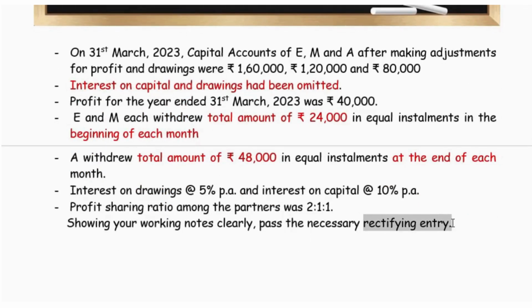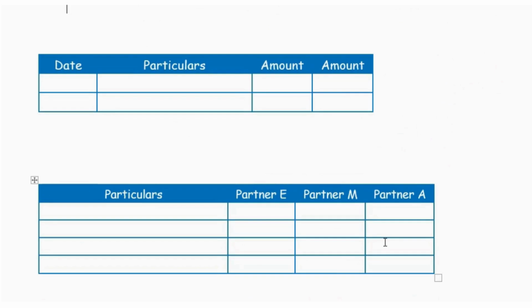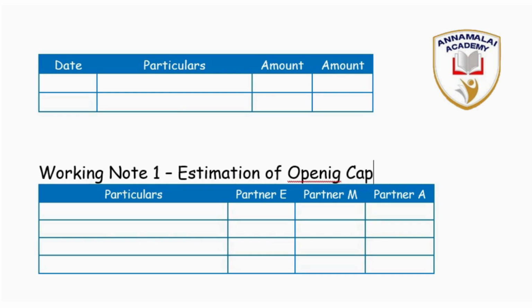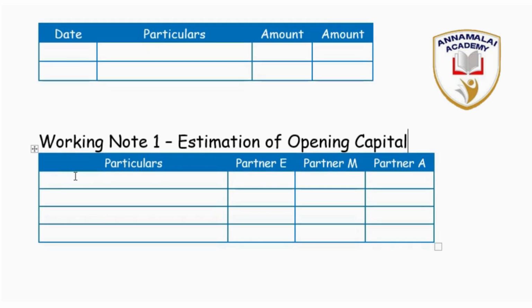We are asked to pass the necessary rectifying entry after making some working notes. So as usual, to solve the problem, first we will start with working note 1. Working note 1 is estimation of opening capital, and we have discussed this many a times about the format.